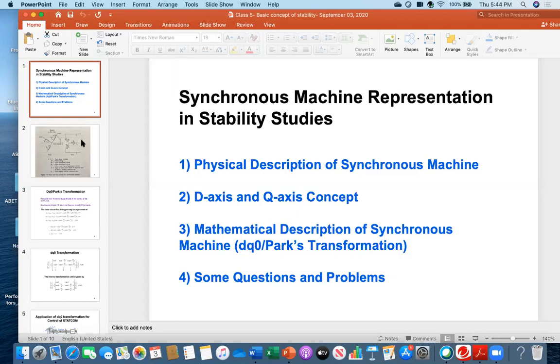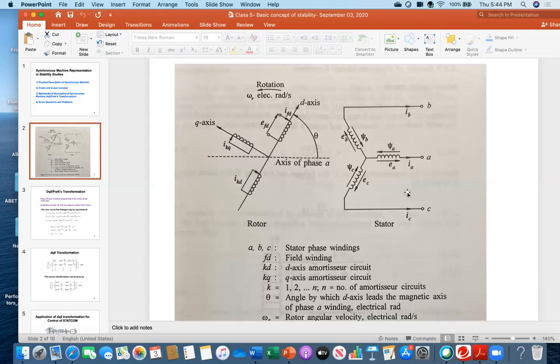So therefore, the goal of this one is to convert the three-phase system into a two-axis system, provided that the total magnetomotive force among these three coils should remain the same in that two-axis system. Now, how will we make the relationship? How can we convert this three-phase system into a two-axis system?